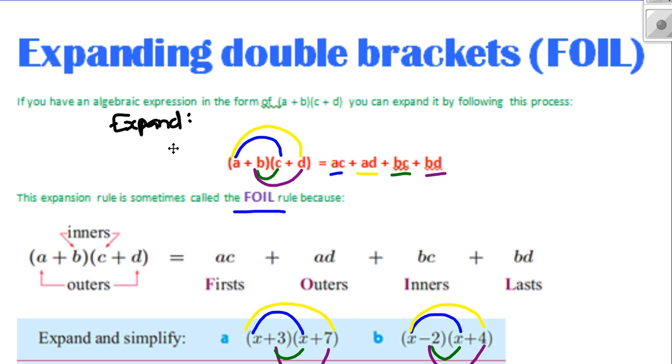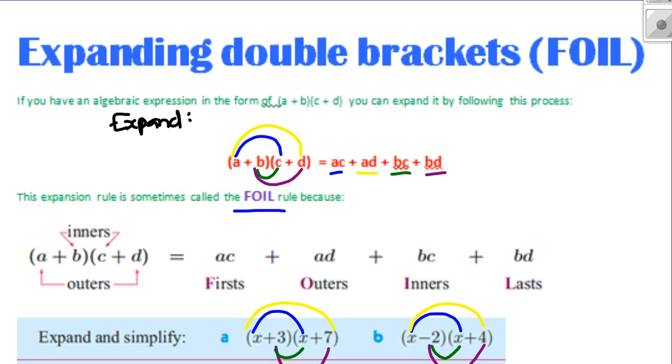If you were asked to expand this particular one, (a + b)(c + d), and you draw your rainbows, a times c becomes ac, so I'm doing the firsts. Then I do the outers: a times d is ad. Then I do the inners, b and c. And then I do the lasts, b times d. Then you would combine any like terms. In this case, there are no like terms among ac, ad, bc, bd.